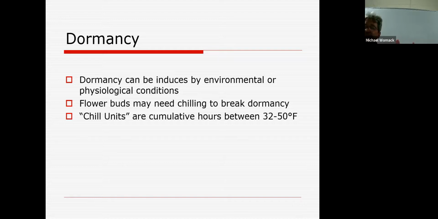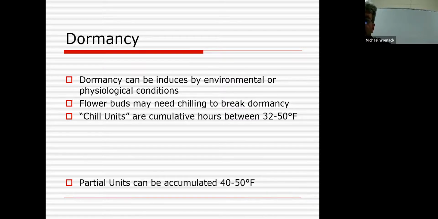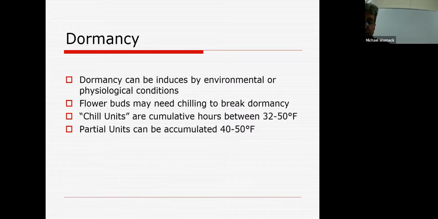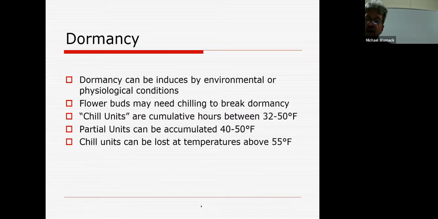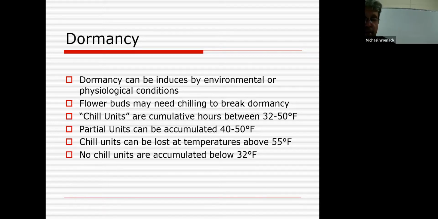So again, this is just a mechanism where the chemicals inside the plant are trying to determine if winter is over for temperate plants. This is all about temperate area plants. And we're really not temperate where we are located. Okay, so that's what dormancy is all about. Again, partial units at 40 to 50 degrees, and then you can lose the chill units that you get above 55 degrees. And again, no chill units are accumulated below 32. We covered all this the last time when we showed you the chill unit map. Does that make sense?